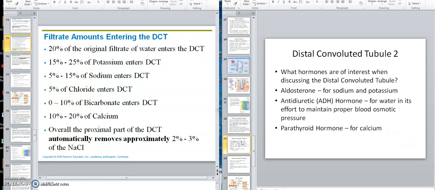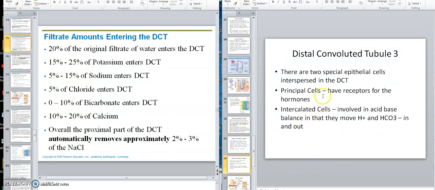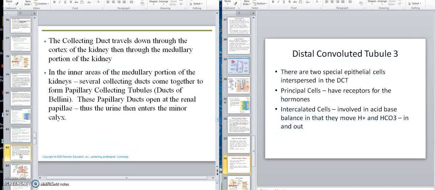So the hormones of interest again are primarily aldosterone and ADH, a little bit of parathyroid hormone for calcium. And the cells that we see are the principal cells and the intercalated cells. Intercalated cells, there are two kinds, intercalated A, intercalated B, and then the principal cells are the ones that have receptors for aldosterone and ADH. So that kind of gives you an idea to get you going, and then once you read it in the text, you'll get a better understanding. That then brings us to the collecting duct, and we'll start a separate video on the collecting duct.